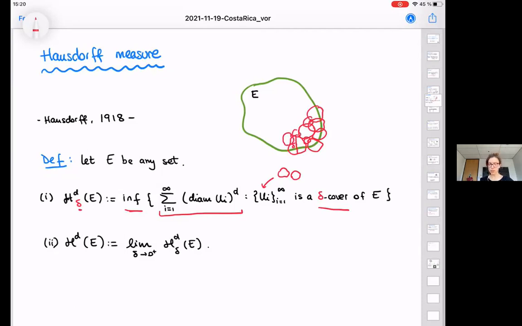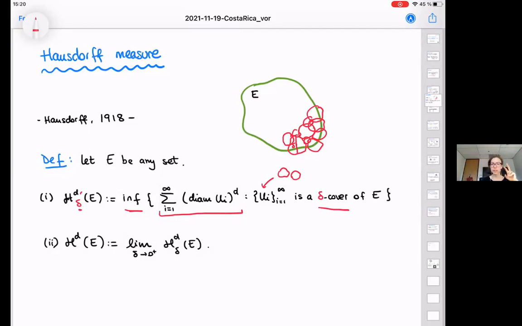So this is how that looks. Now we are taking the diameters of all these pieces that are covering the whole thing. We are raising this to this number d, which can be anyone, and then we are adding everything up. This thing can in principle be anything: it could be 0, it can be infinity, it can be something finite. But we can always define it.